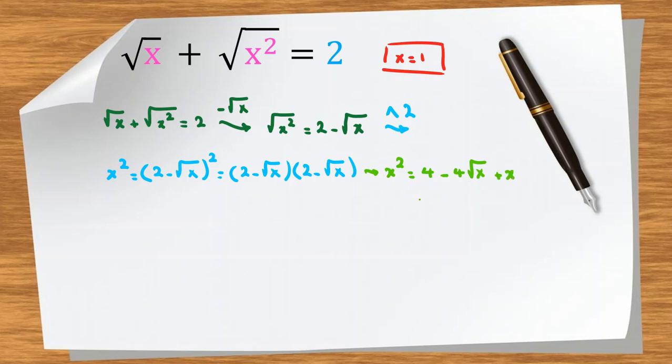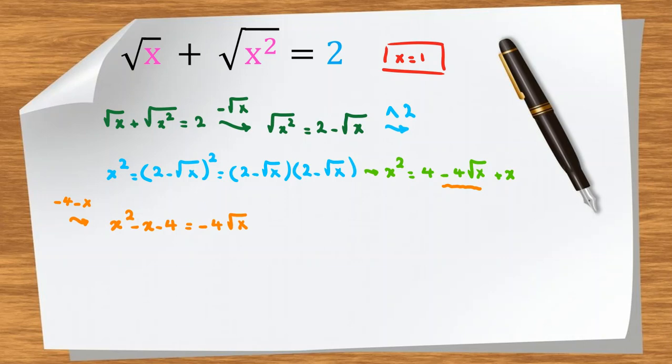Okay. Now, we want to get rid of this square root that is left. So we can take all things to the left hand side except this term. We subtract x plus 4 from both sides. So it will be x squared minus x minus 4 equal to negative 4 root x.